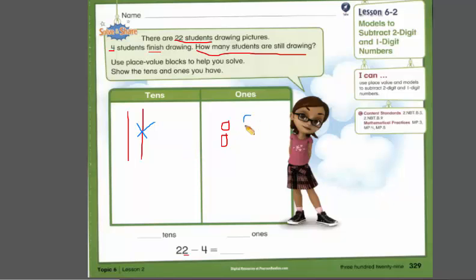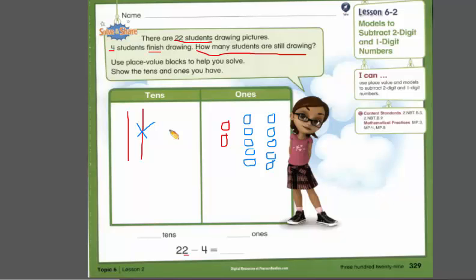make it 10 ones. 1, 2, 3, 4, 5, 1, 2, 3, 4, 5. So now the first step, I regrouped 1 ten. I exchange it into 10 ones.